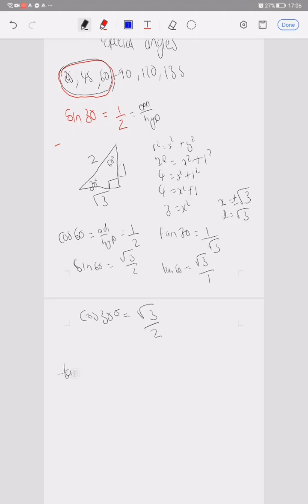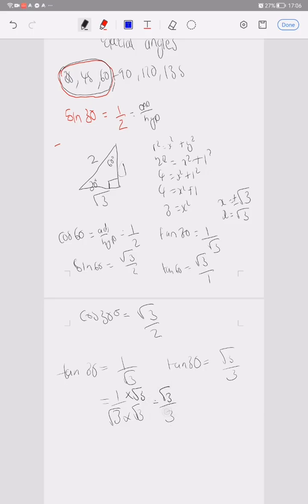So for example, tan of 30. Tan of 30 is 1 over root 3, using this method. But on the calculator, tan of 30 is root 3 over 3. So this number, the calculator has already rationalized it. How? It is 1 over root 3 times root 3 over root 3. So that's how you get root 3 over 3.